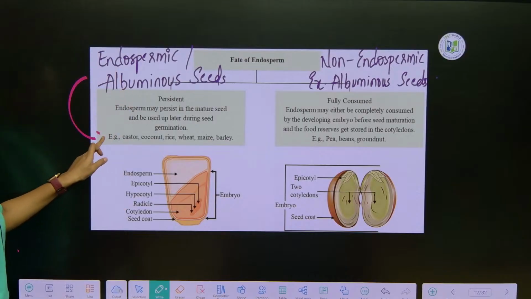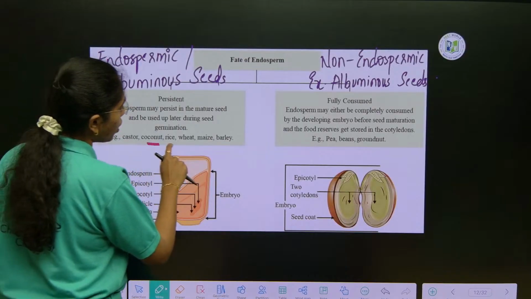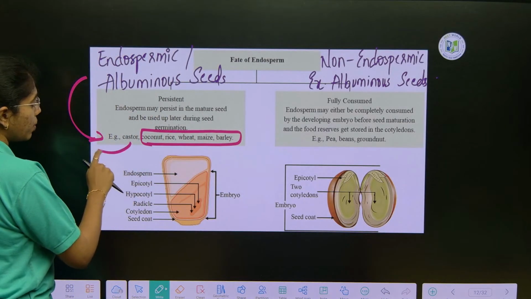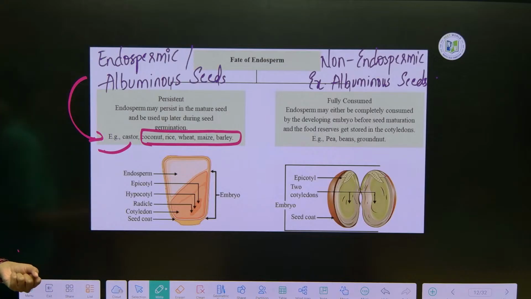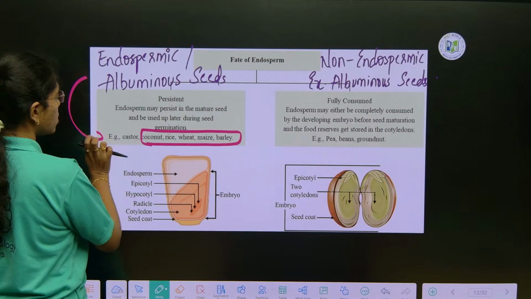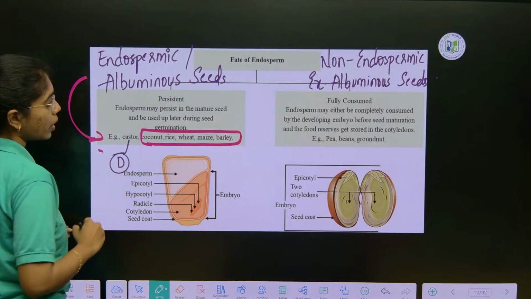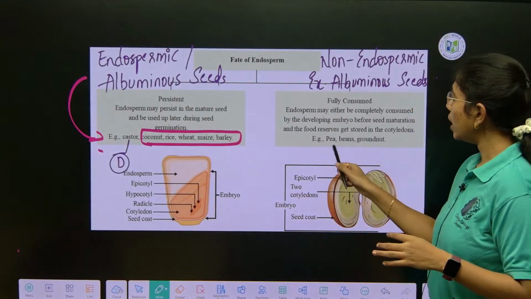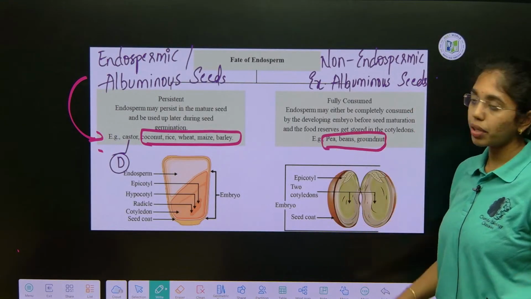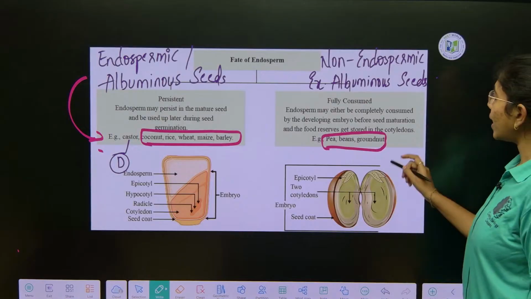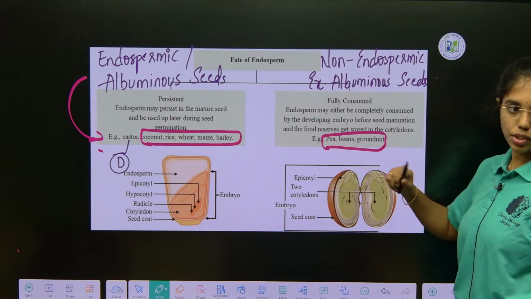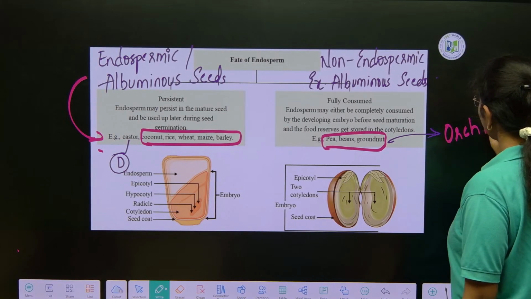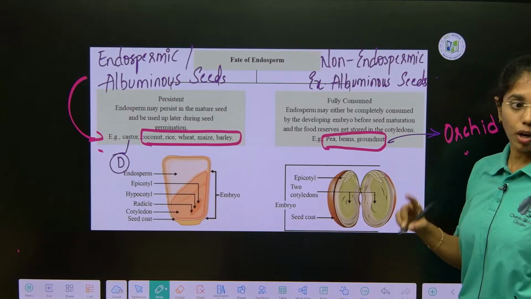Examples of endospermic seeds will be mostly monocots like coconut, rice, wheat, maize and barley. The only dicot that is endospermic is castor, from which you will get castor oil. In the same way, where endosperm is completely consumed, mostly you will see dicot seeds, which are ex-albuminous or non-endospermic seeds. Only dicot which has endosperm is castor. Monocot which does not have endosperm, you can take orchid.